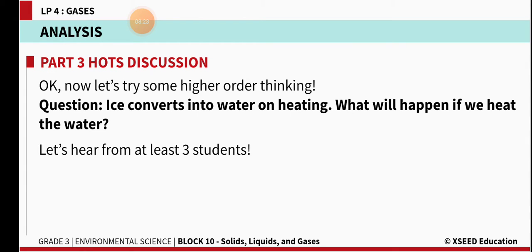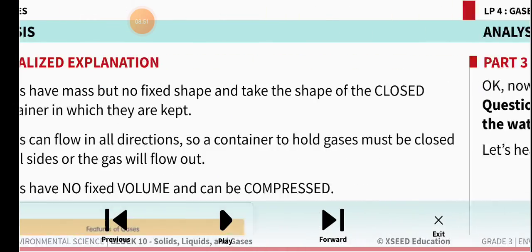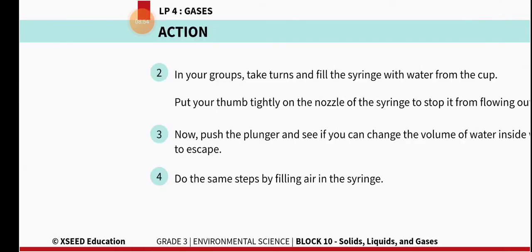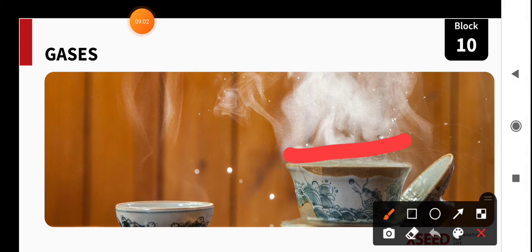Ice converts into water on heating. What will happen if we heat the water? Definitely that changes into gaseous form. You know, when your mother is cooking food, hot fumes will come out when she boils the water for some time, right? So on heating, the water will change into gaseous form called steam. I showed you in the first picture how the steam is coming. This is nothing but when we heat the water, it changes into steam.